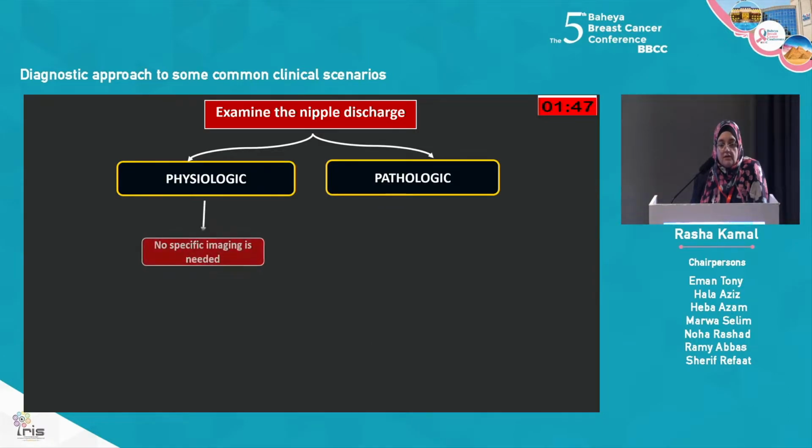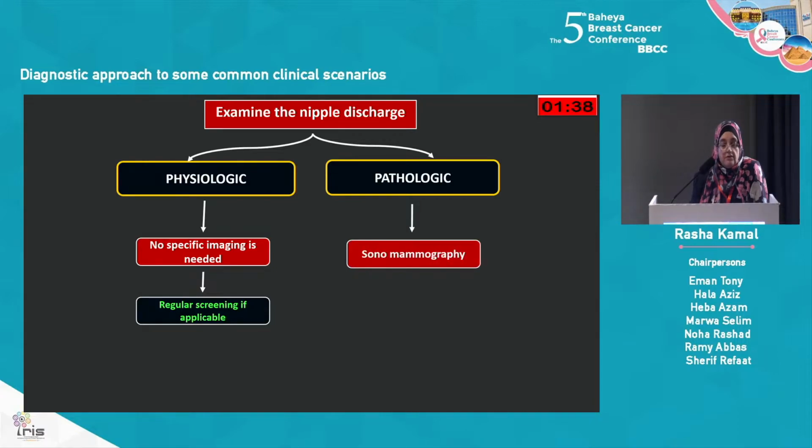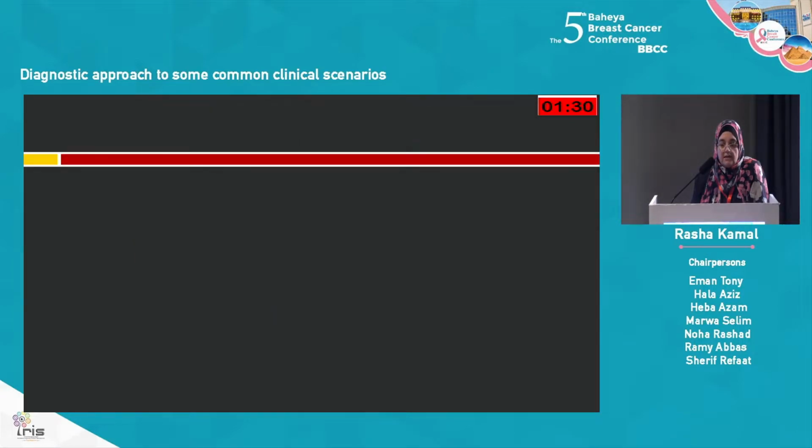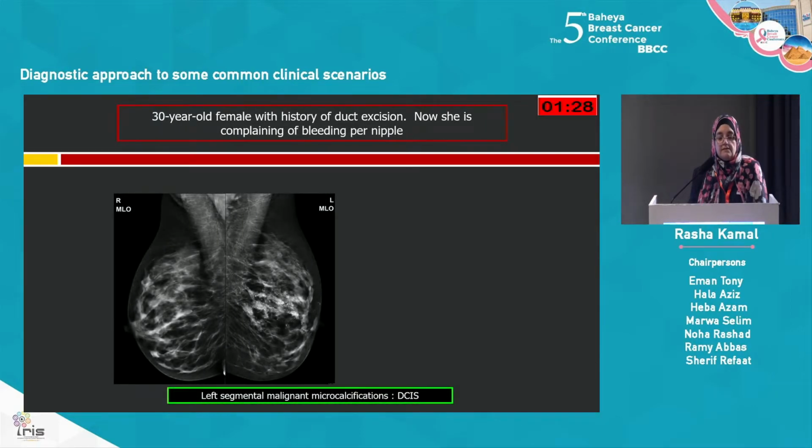For physiologic nipple discharge, no specific imaging is needed unless she is valid for regular screening, if applicable to the patient. For pathologic nipple discharge, we start with a sonomammography, and only if negative should we proceed to MRI, contrast mammography, or cytology. This is a 30-year-old female with history of duct excision.